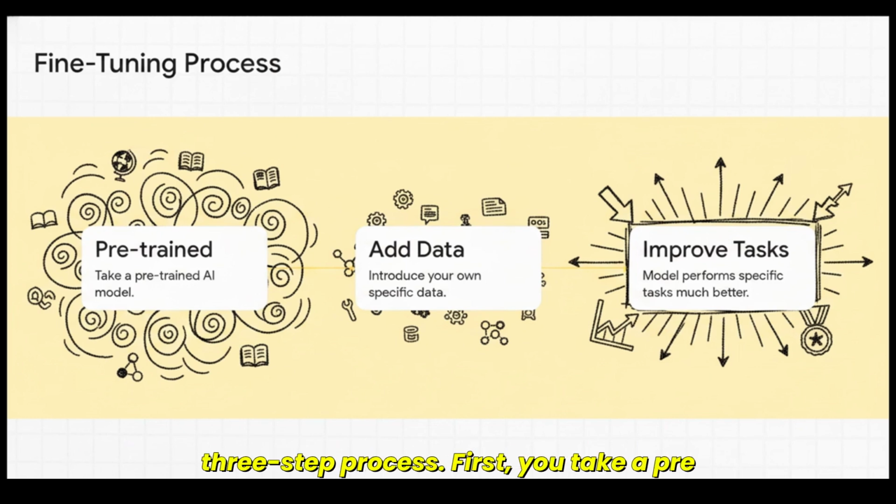This is a 3-step process. First, you take a pre-trained AI model right out of the box. Second, you introduce your own highly specific data to it. And third, as a result, the model performs your specific task much, much better. It's essentially like sending a general high school graduate to a highly specialized trade school so they can master a single craft.